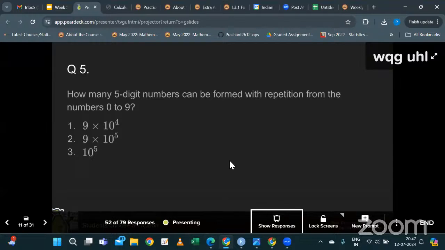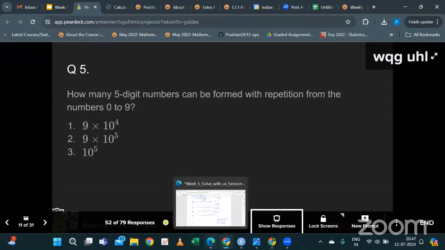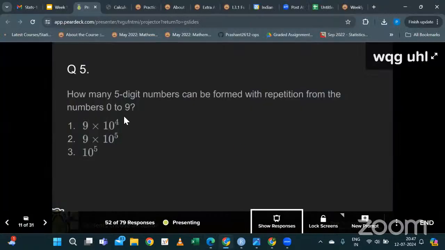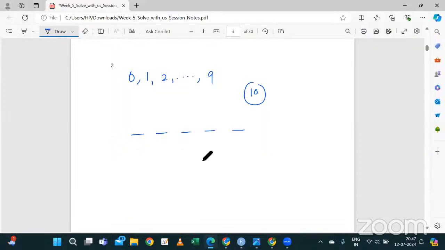So here, the thing is that from 0 to 9, how many digits do we have? 10. So we have to create a five-digit number, right? 1, 2, 3, 4, 5. In the question it is mentioned that we have to do it with repetition, right? So for the first place, in how many ways can we do it? 10. Sir, we will just do 10 to the power 5.